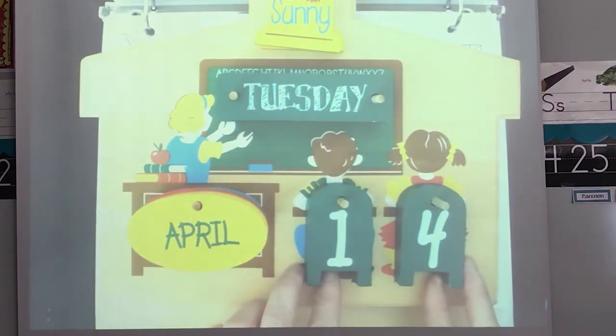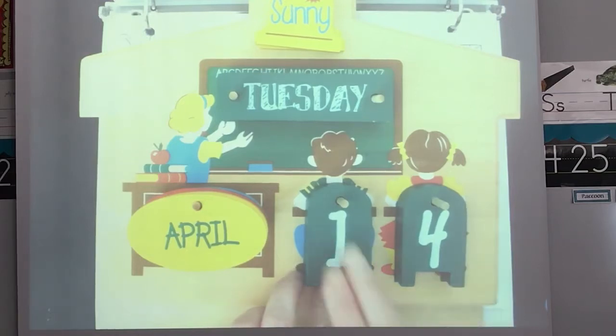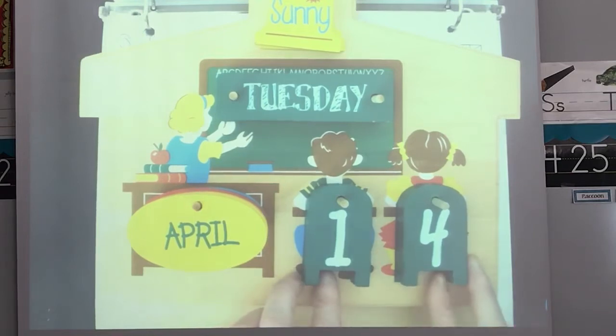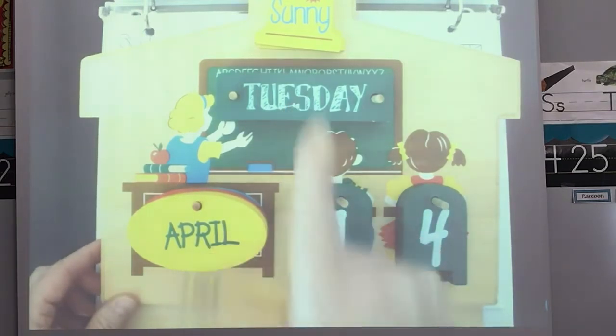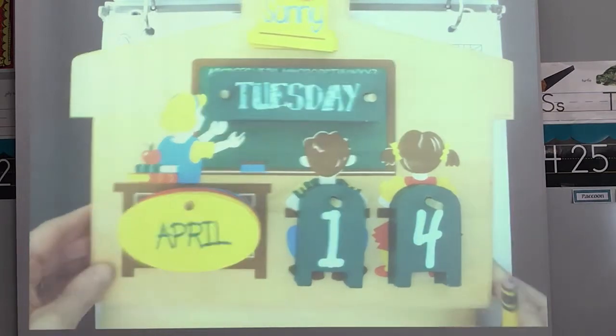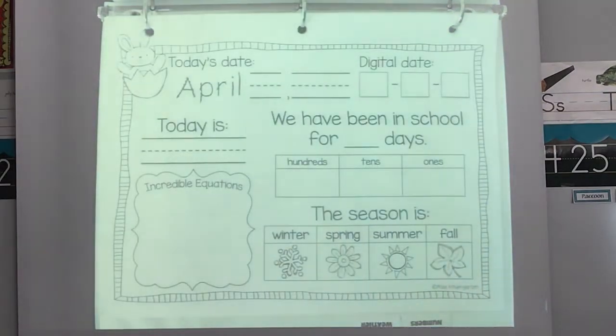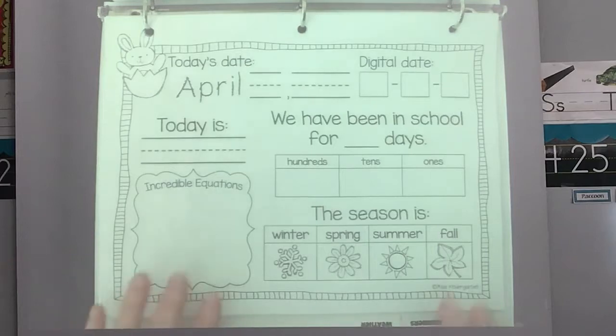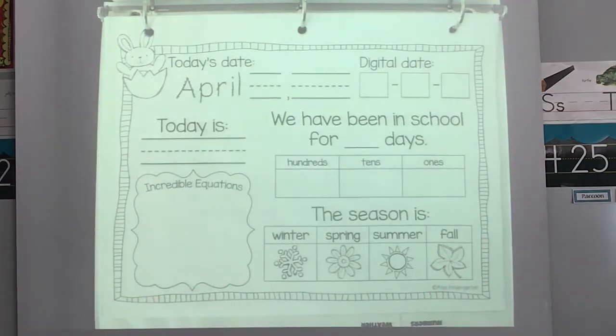What's the number? 14, good job. So here's our tens place. We have 1 ten and 4 ones, 14. Okay, it's Tuesday, April 14. And it's supposed to be sunny today, so we'll see what happens. We never know. You just have to go outside and kind of look.